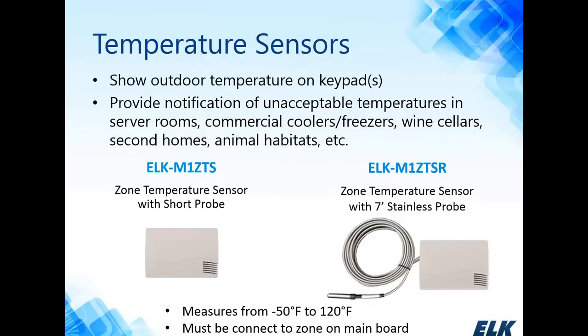We can monitor a temperature from -50 up to 120 degrees Fahrenheit. These do connect to the main board, so you can have up to 16 of these connected to the system. So zones 1 through 16 will support a zone temperature sensor. The hardwired zone input, our M1 XINs, will not accept the zone temperature sensor.